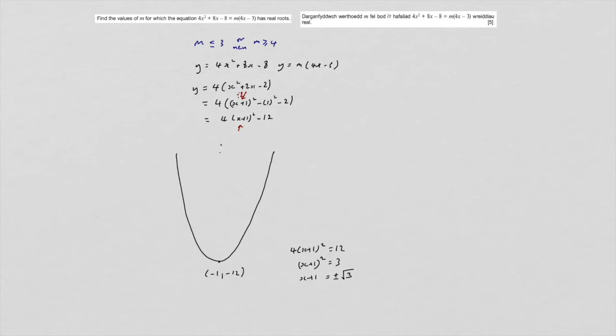Now we know that a quadratic curve is symmetrical, so this plus or minus root 3 is telling us that the curve will cross either root 3 that way, plus root 3, or minus root 3. And now, because root 3 is greater than 1, and our minimum is at minus 1, we know that the y-axis must be somewhere like that.